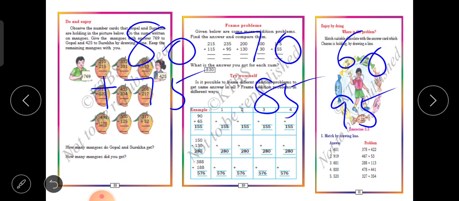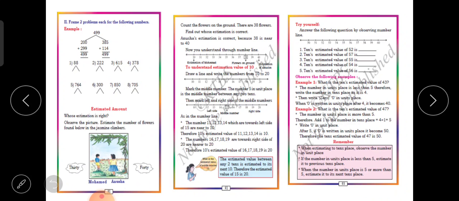Okay, next coming to the second one, framing the numbers. See here 499 can be written in two ways. See how they have written. 200 plus 299 is equal to 499. So the other way they have written, 385 plus 114, 499.